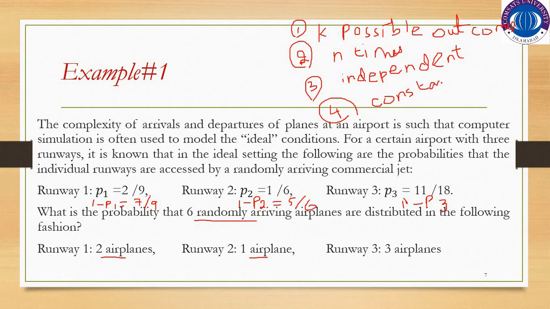That is, if any of the 6 airplanes is coming to runway 1, the probability of its arrival will be 2 by 9 for any of these 6 randomly selected airplanes. And if they are coming at runway 2, then the probability would be 1 by 6. And if they are coming at runway 3, then the probability will be 11 by 18. So each of the airplanes will have the same probability according to the runways.